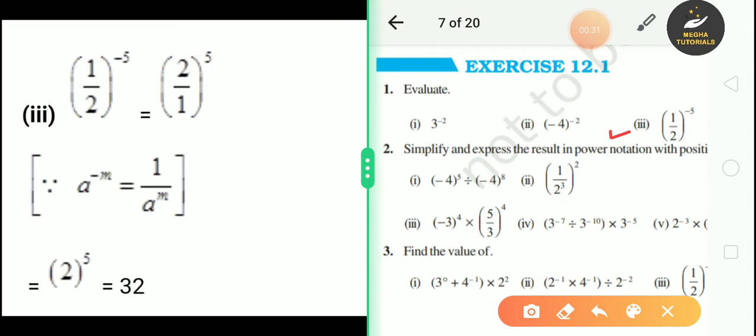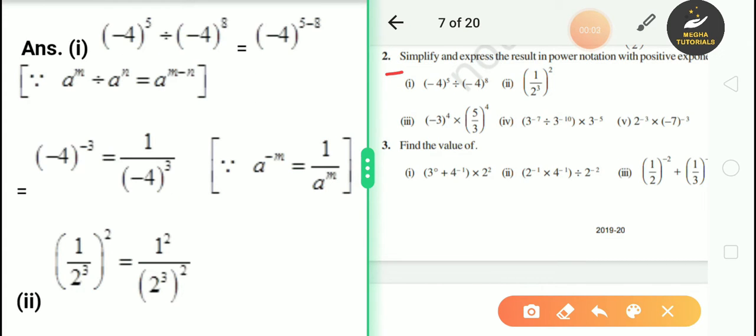Then question 3, 1 upon 2 raised to minus 5. So using this exponential law, a raised to minus m is equal to 1 upon a raised to m, you can write 1 upon 2 raised to minus 5 as 2 upon 1 raised to 5. So you can take the reciprocal of the base and change the sign of the power. So 2 raised to 5 is 32. So this is your final answer.